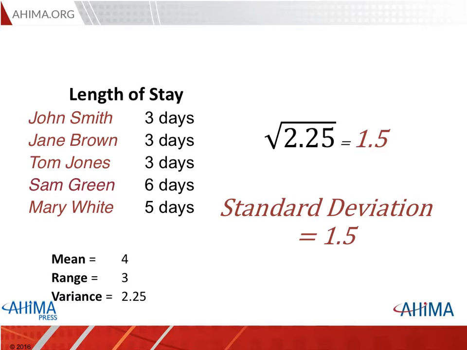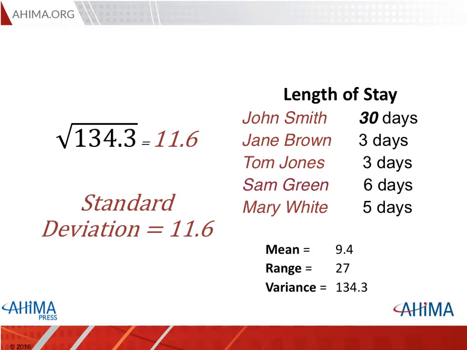For our first data set, our variance was 2.25. The square root of 2.25 is 1.5. We will see the importance of this a little later. For our second data set, our variance was 134.3. The square root of our variance is approximately 11.6, which means our data deviates a lot more from our mean than it did in our first example. As you might have guessed, we do not want our data to have a lot of variation. We do not want our data to be too far away from our mean.